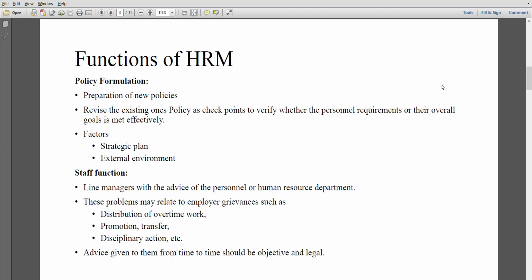What are the different problems these line managers get, on which the human resource team advises them? They are employee grievances such as distribution of overtime work, promotion, transfer, disciplinary action, etc. And they also advise the line managers from time to time to take corrective, objective decisions in legality issues also.